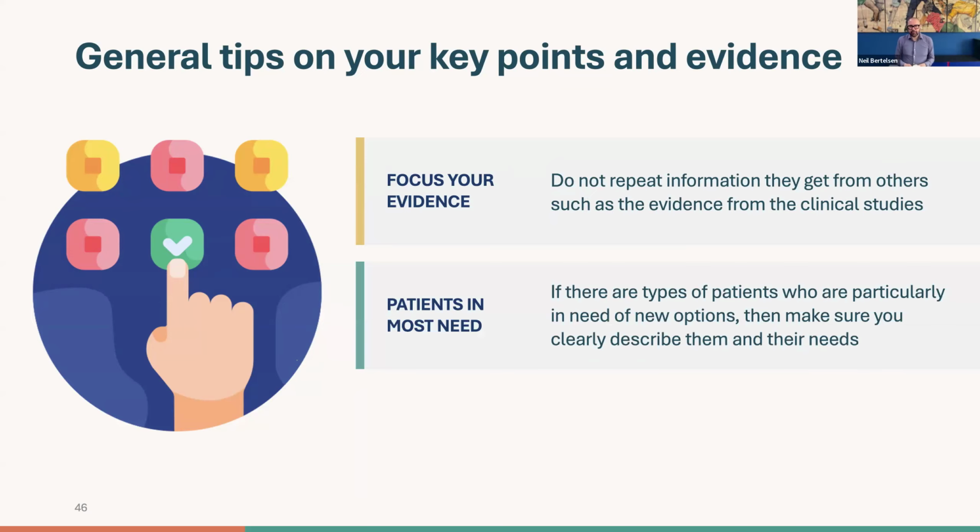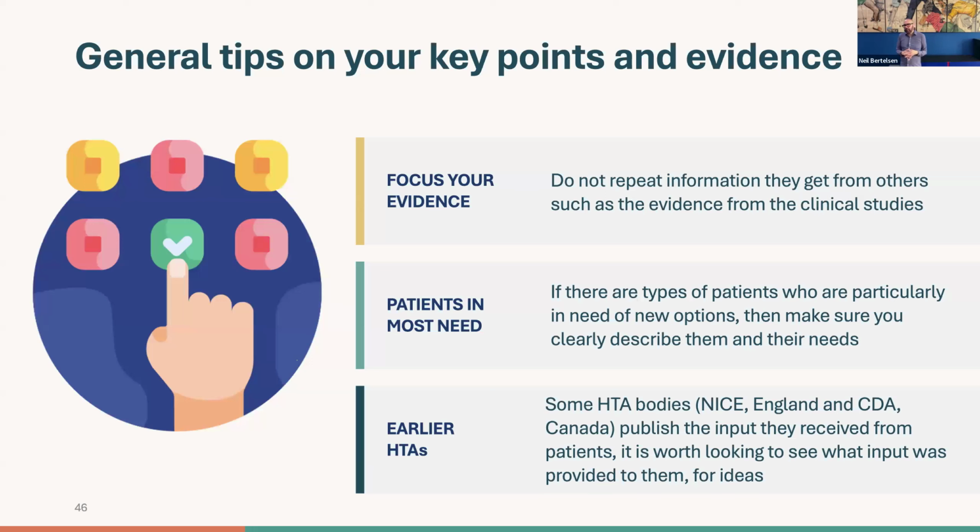Focus your evidence. I've said that one already. There may be, in the Parkinson's community, patients that are more in need than others. Maybe subgroups of patients, or it could even be people who live in rural areas compared to people who live in cities, for example. But if there are types of patients who are particularly suffering or in need of new options, then spell them out. Make sure that they're described, because that's the kind of information that HTA bodies really like to know. Oh, there's this group of patients that have got these particular needs, and we need to be careful of those.